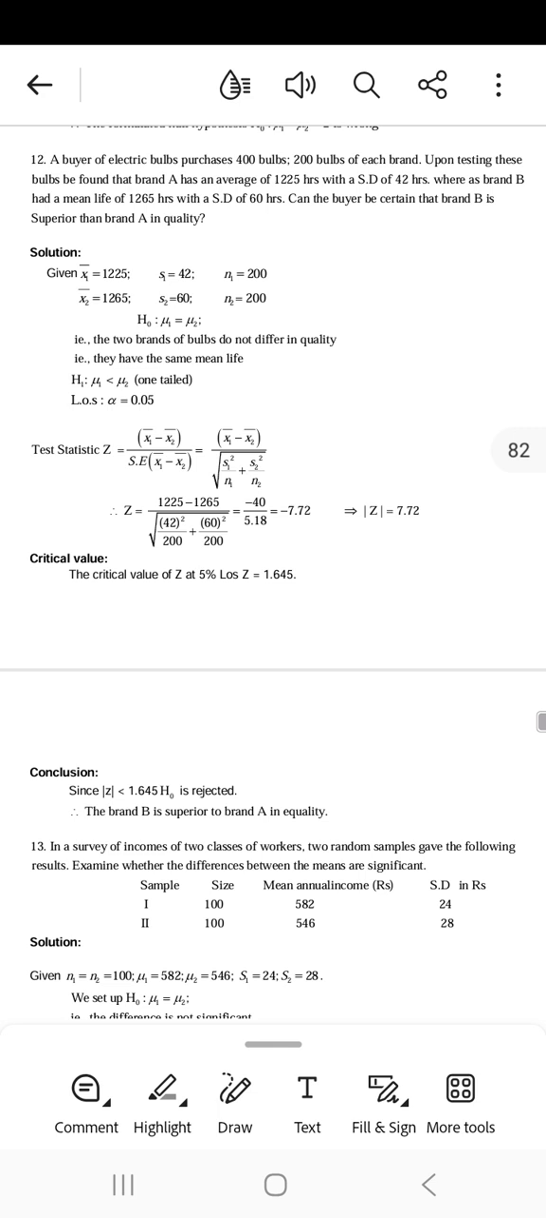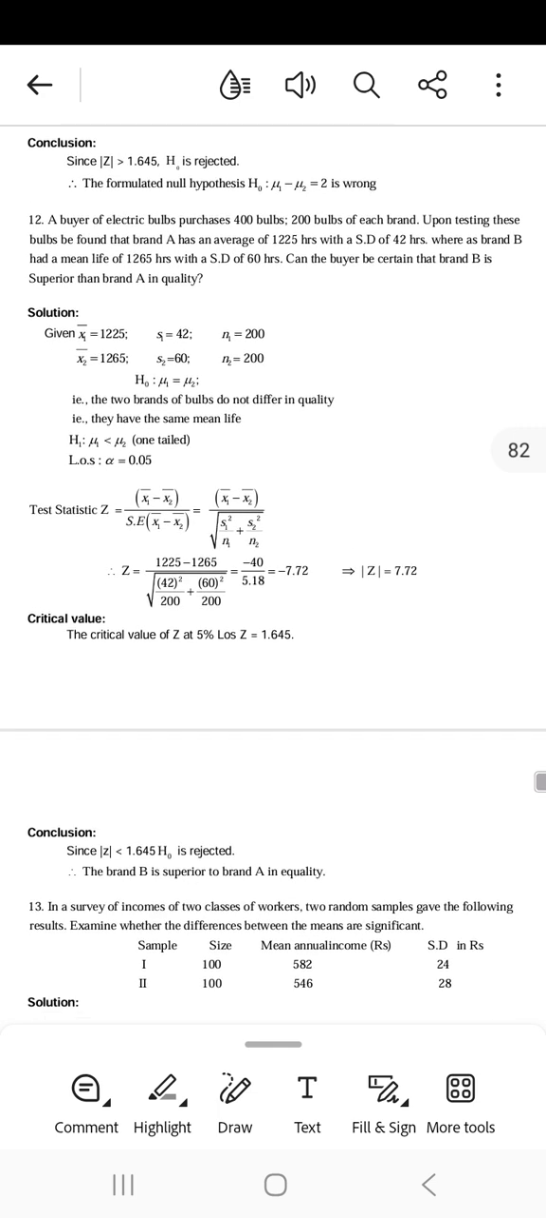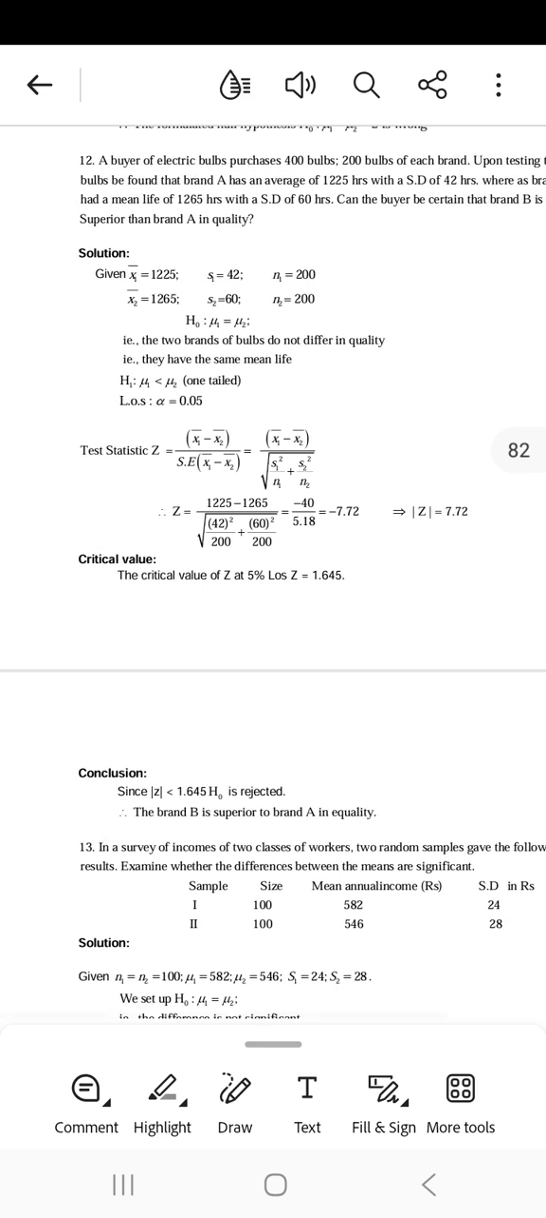Next, choose the alternative hypothesis, the opposite form of the null hypothesis. Here, let us check whether brand B is superior to brand A. Therefore, in this problem, let us take a one-tailed test. So, using the one-tailed test, we choose H1: mu1 less than mu2.